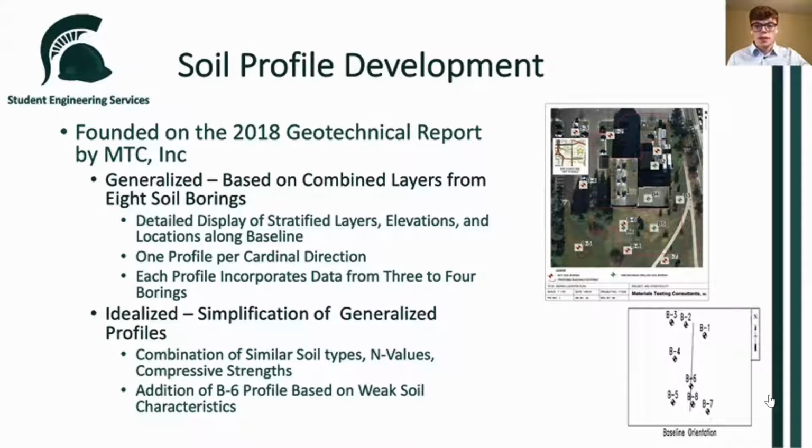It was noted that during this process, soil boring B6 displayed significantly weaker strength parameters than the recently created profiles, and therefore it could not be ignored, so a fifth cross-section was created.